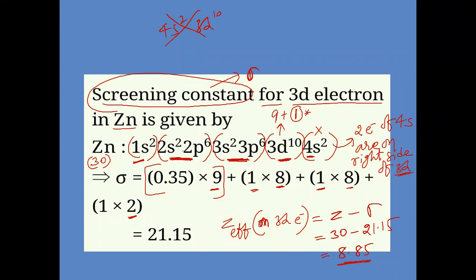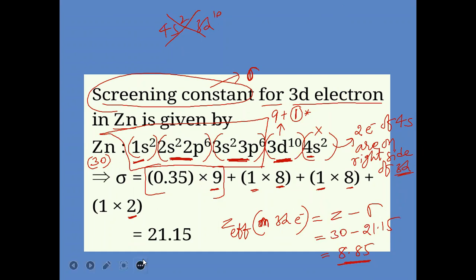Sir, why do we take 1 into 8, 1 into 8, 1 into 8? I didn't understand that. Which one didn't you understand? You took 1 into 8, 1 into 8 instead of taking 0.85. Instead of that, you can take directly here. Okay. Other than 3D, how many electrons are available here? 18. Take all 18 electrons into 1. 18 into 1. Same thing we will get. There is no change in that. Okay. Is that clear to everyone? Yes, sir.